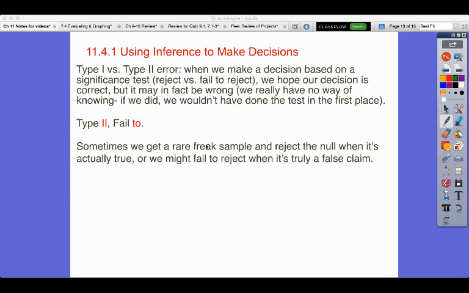Sometimes we get a rare freak sample. We reject the null when it's actually true. That's type 1 error. Or we might fail to reject when it's a truly false claim. That's type 2, fail to.